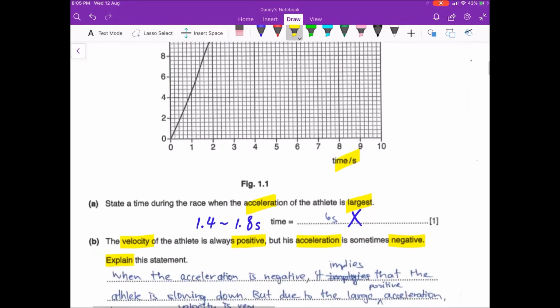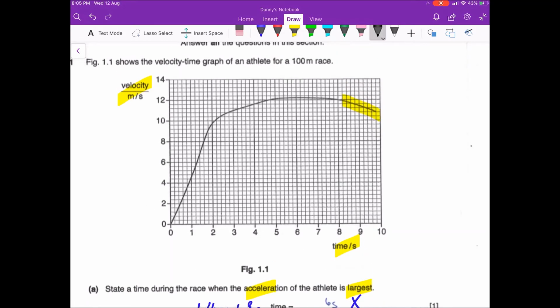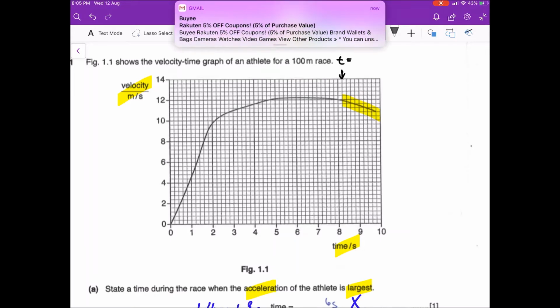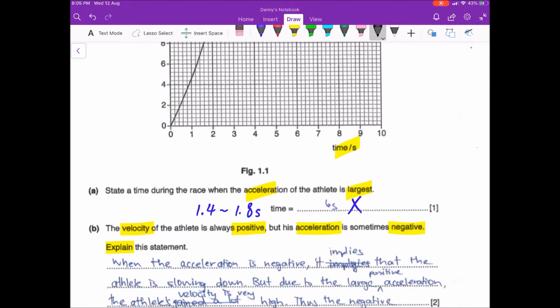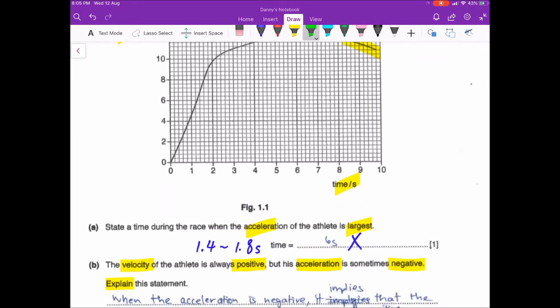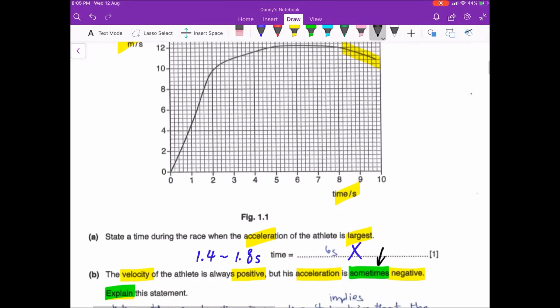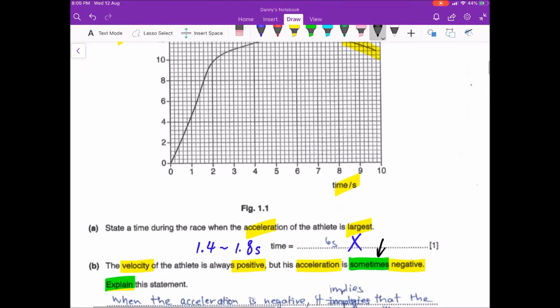So when I am explaining the statement, I may want to include that it is from t equals 8.2 to around 9.8. This is when your acceleration is negative. And why would I want to do that? Because there is this term here, sometimes. In order to explain the statement, I also need to address what it means by sometimes. So when I read the question, all these things will already be in my mind.